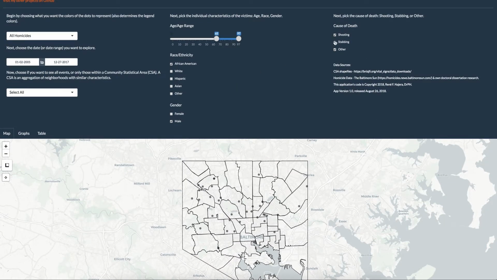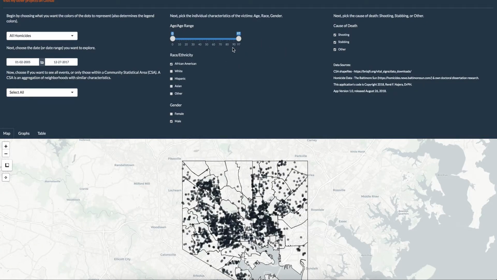What about homicides that are only shootings in men, African American men over the age of 65? So then you see that here. So this helps you answer some questions about what happened in Baltimore between 2005 and 2017 with respect to homicides.